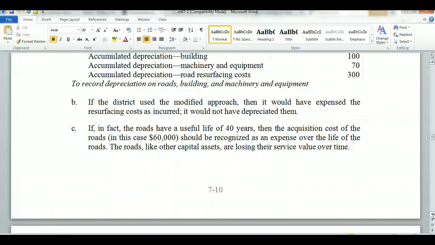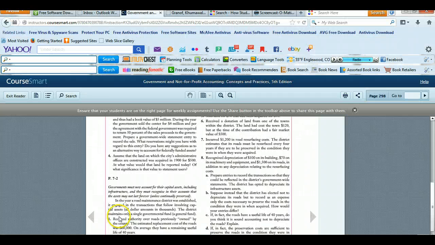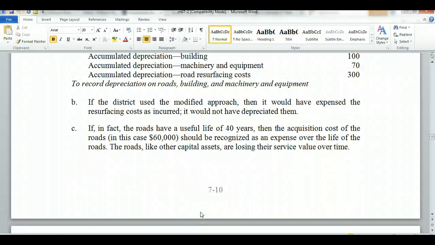If they were not, let me just go back here. Suppose instead that the district elected not to depreciate roads but to record it as an expense, only the cost necessary to preserve the roads in this condition they were when acquired. How would the entries differ? And you can see here, if that would be the case, it would expense the resurfacing costs because they wouldn't have been depreciated.